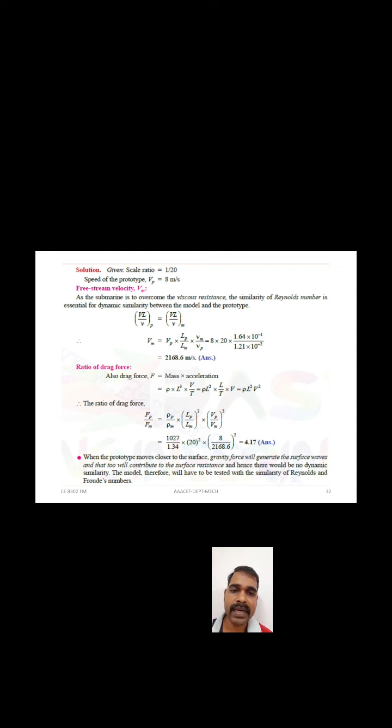So you just expand it, substitute the known values, and you are getting the free stream velocity of model, Vm, equal to 2168.6 meter per second. You just check using your calculator, right? Now let us see what is the ratio of drag force.